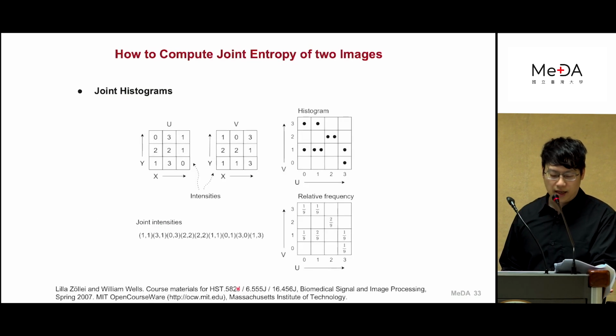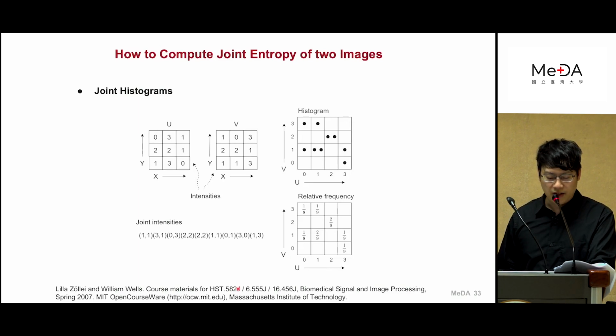Next, let's discuss how to calculate the joint entropy of 2 images. For example, suppose U and V are 2 images. Begin by identifying the joint intensities of the 2 images: 1, 1 here, and 3, 1 here, and 0, 3 here, and so on.